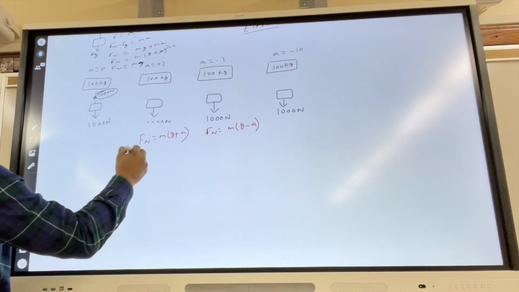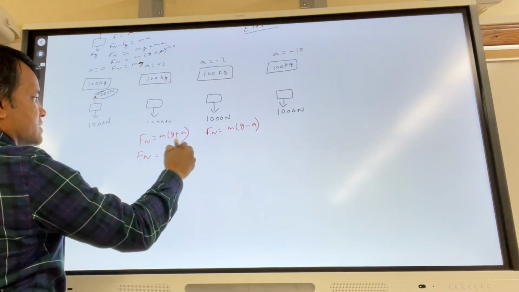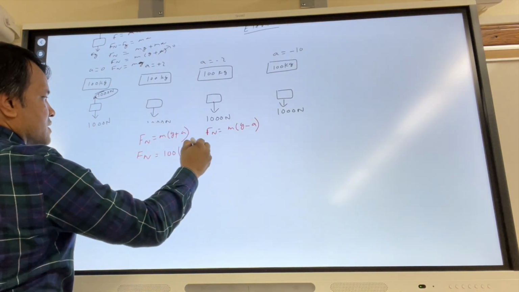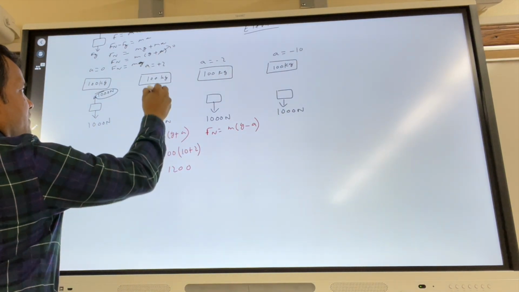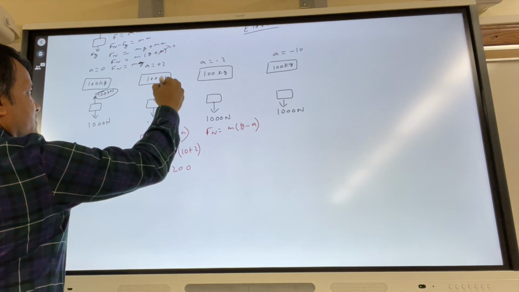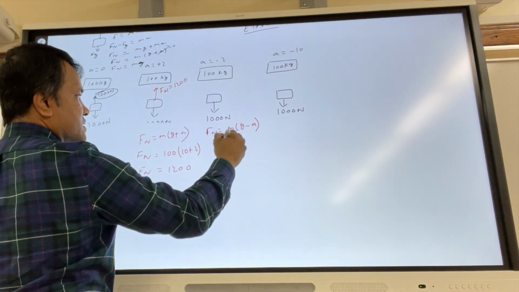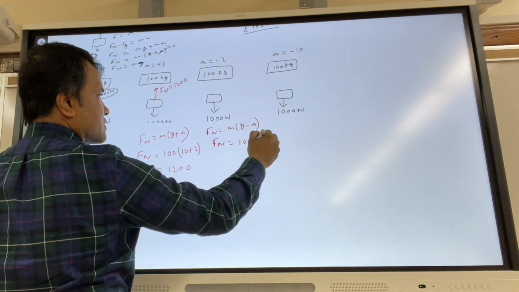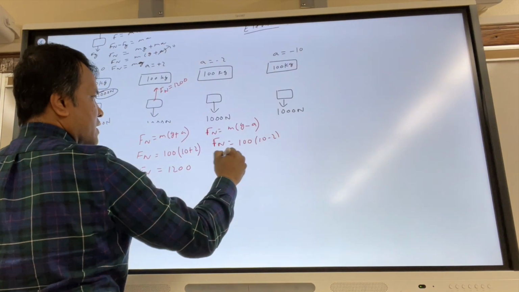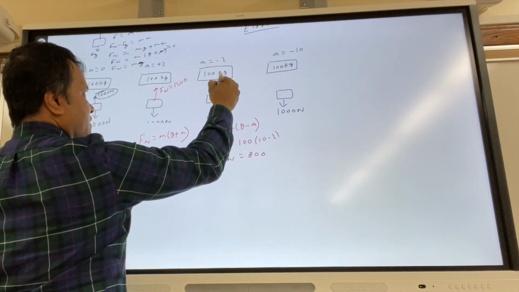All right, so then what is it? Fn is equal to m is 100, times g is 10 plus 2, so Fn is 1200. So Fn is bigger than mg. For this one, m is 100, g is 10 minus 2, so Fn is 800. So this one, Fn is smaller.